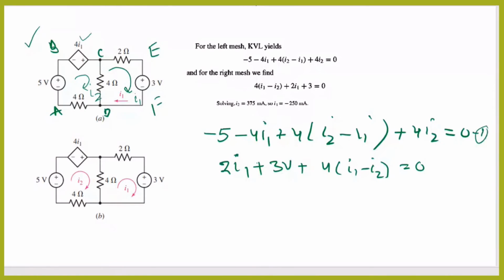By taking I1 in the same loop and I2 in the second loop, you can find two equations with two unknowns. Simply solve these two equations and get the answer. That's all. So the effect of this dependent source has not been reflected in this problem.